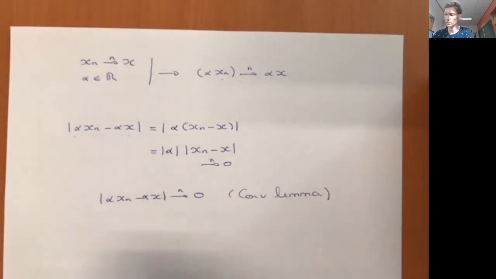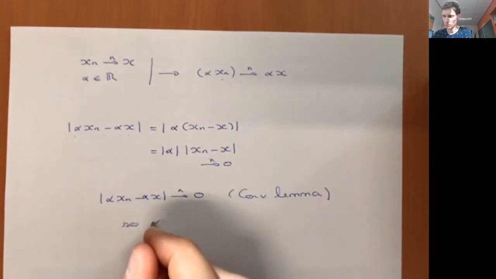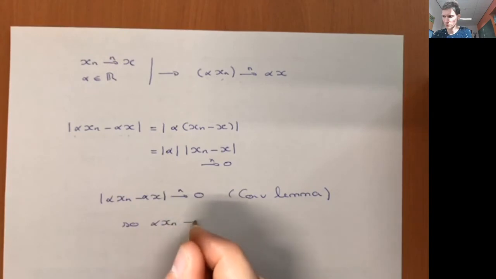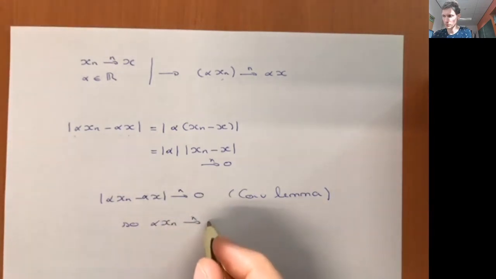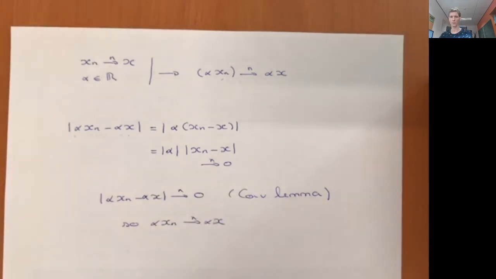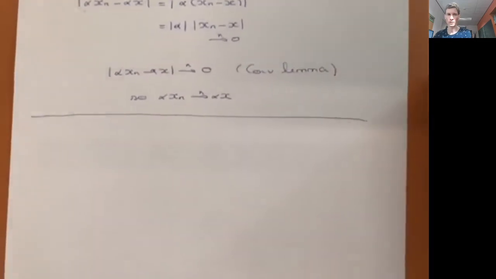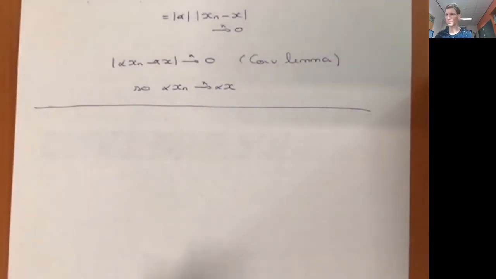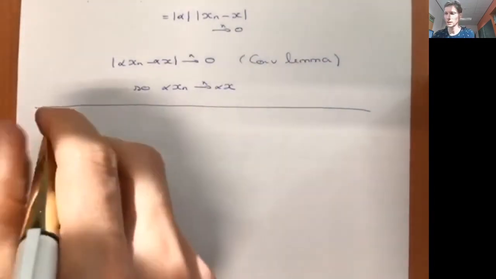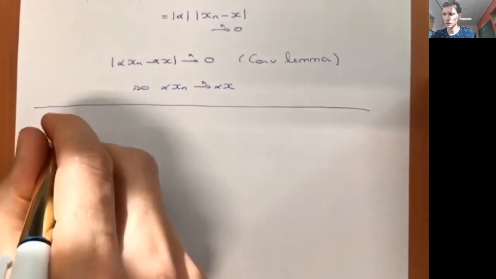By the convergence lemma, the sequence alpha xn converges to alpha x. So this one was quite easy. The following one is a bit more tricky. So let's do the last exercise.